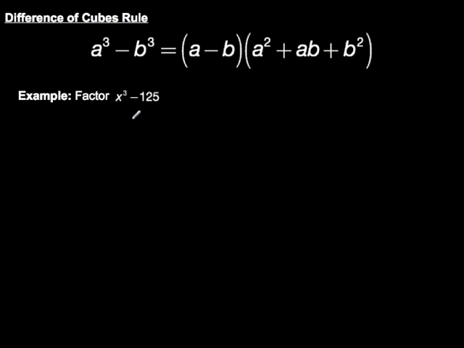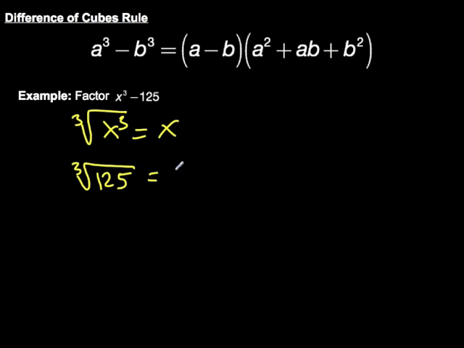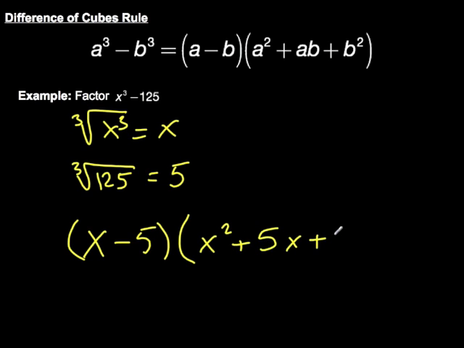Same thing now, but we've got the difference of cubes. So this time I'm subtracting instead of adding, and notice the rule changes a little bit, but it's the same setup. The cube root of x cubed is x. The cube root of 125 is 5. So we get x minus 5 as the first factor, and x squared plus 5x plus 25 as our second factor.